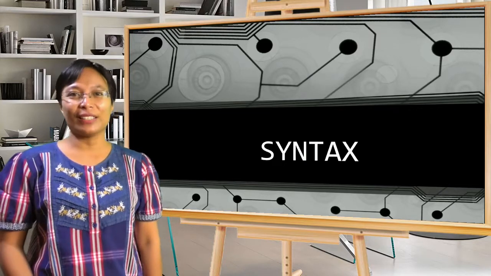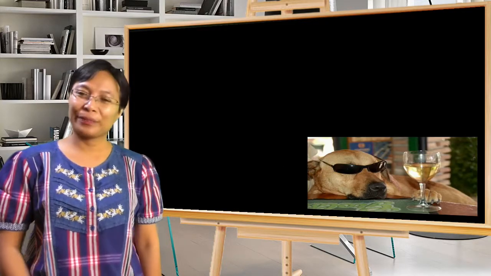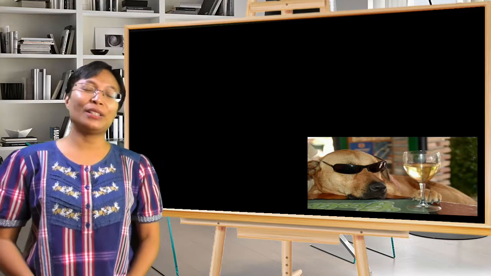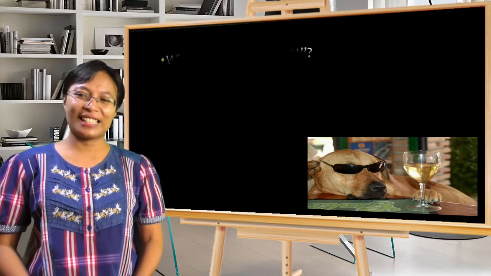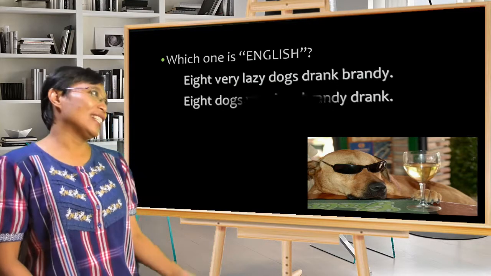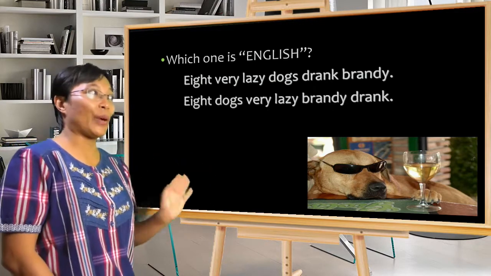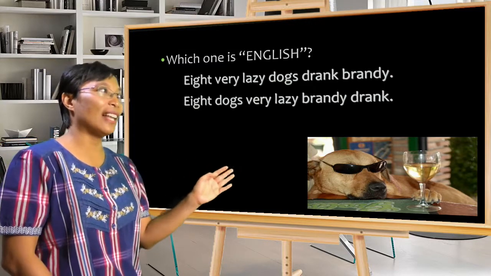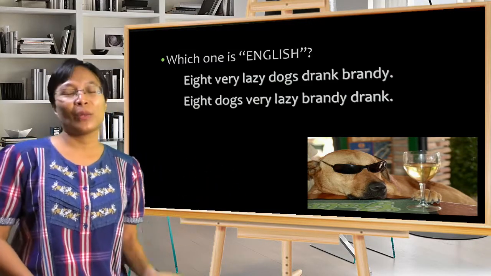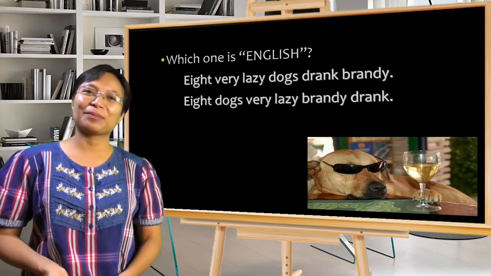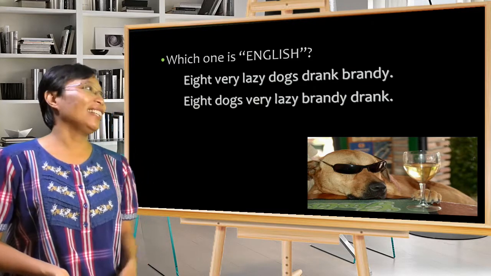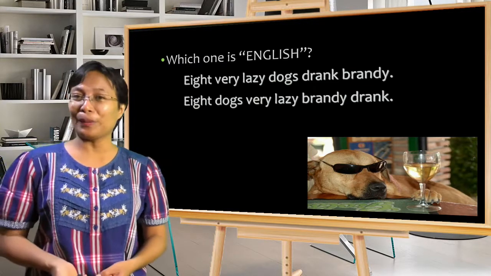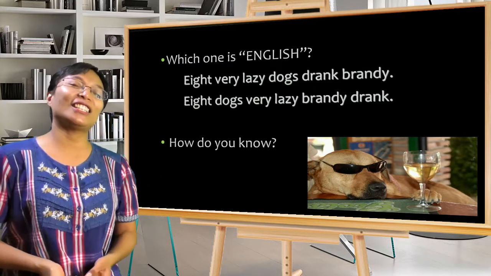Before we go there, take a look at this picture. I have two sentences and determine which one is an English sentence. The first one is "8 very lazy dogs drank brandy." And then the second one is "8 dogs very lazy brandy drank." Which one is an English sentence? Okay, the first sentence is English. But how do we know that the first sentence is English?